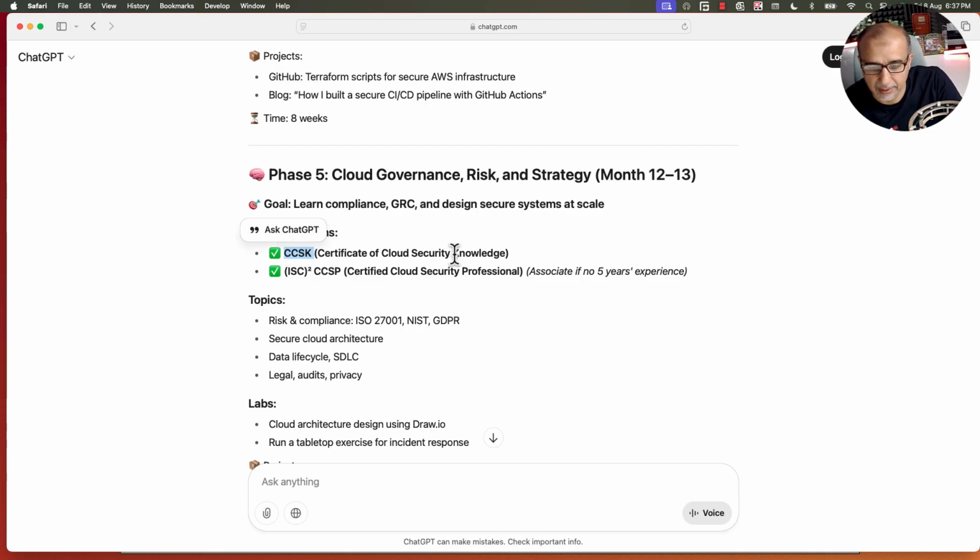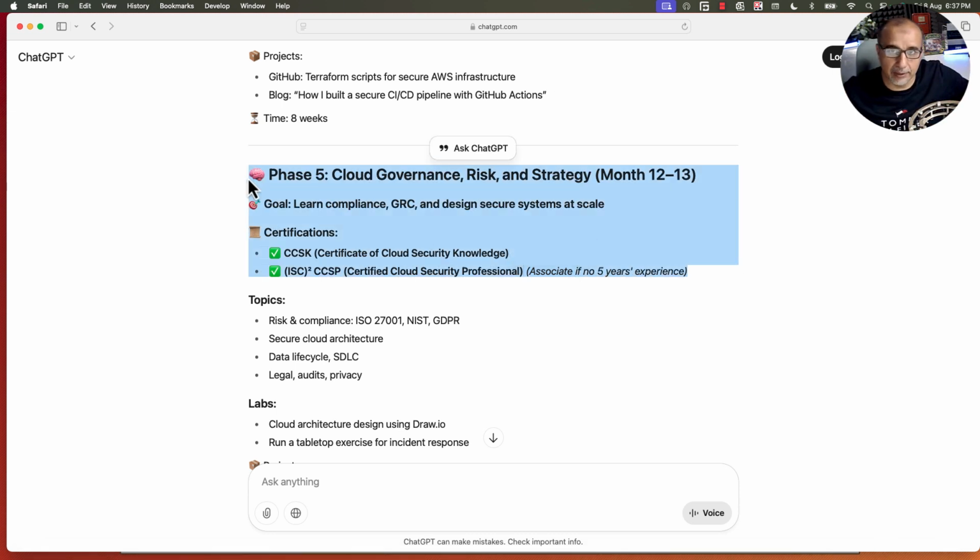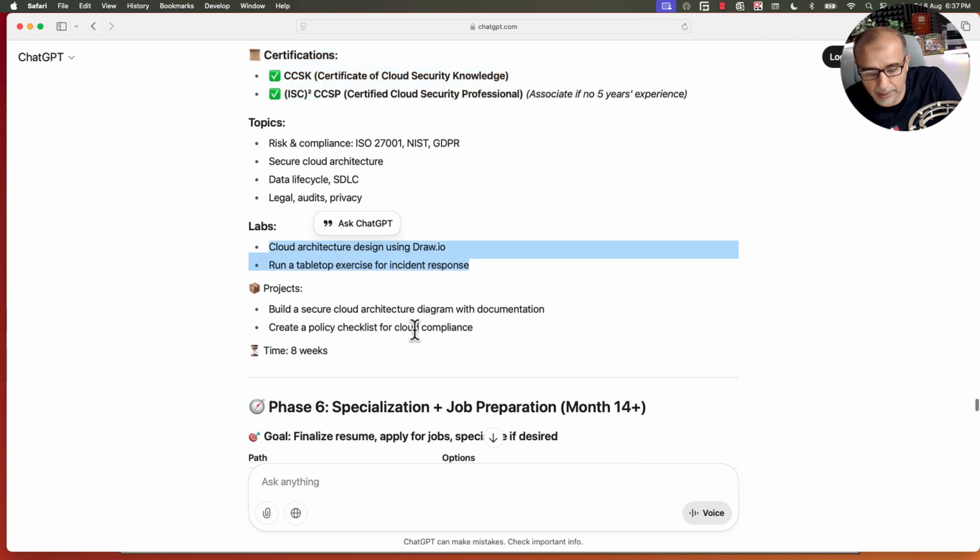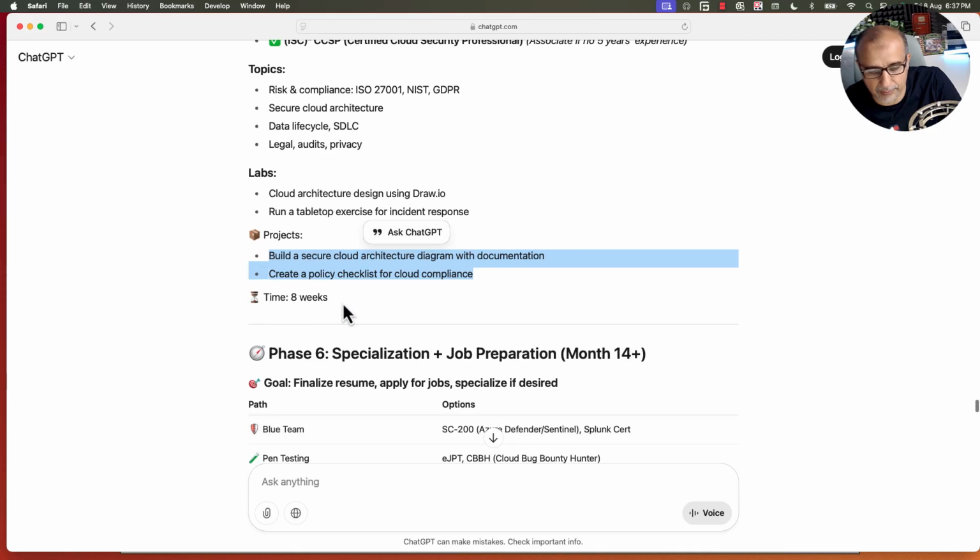These are the certificates you should consider: the CCSK, Cloud Security Knowledge, and CCSP. As I mentioned, the professional requires 5 years of experience. If not, then you go for the associate. So this is if you would like to add this. So now I am a well-rounded cybersecurity professional, not only infrastructure security, and these are the labs and projects you should consider doing as well in 8 weeks.